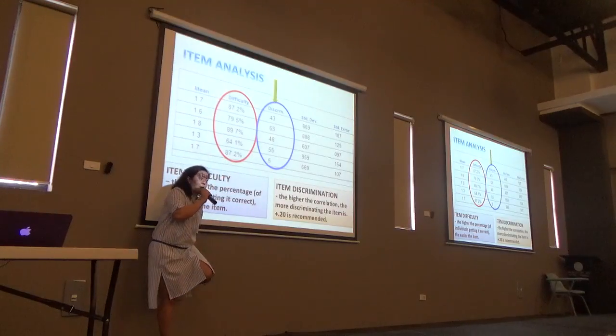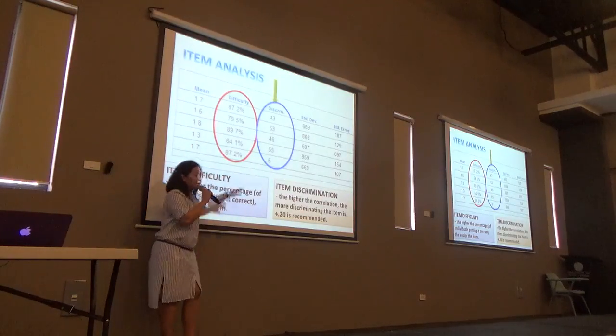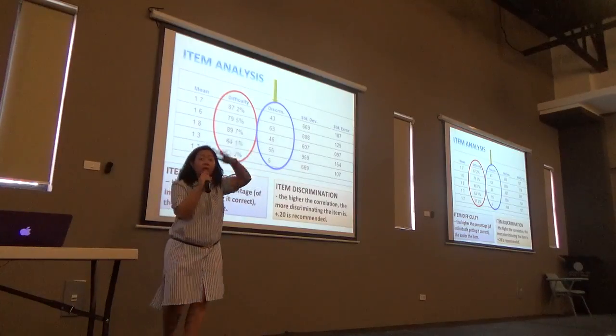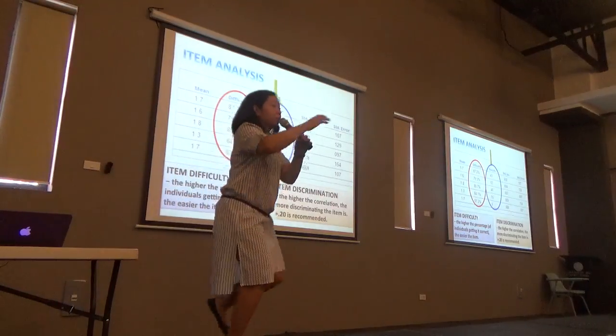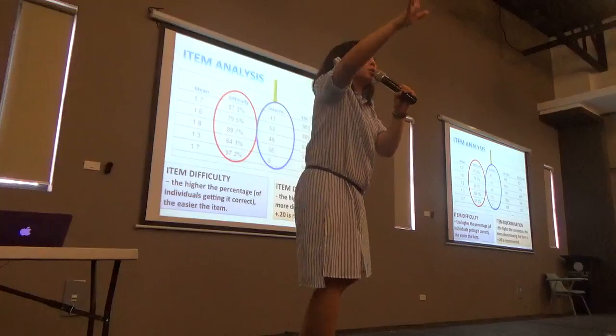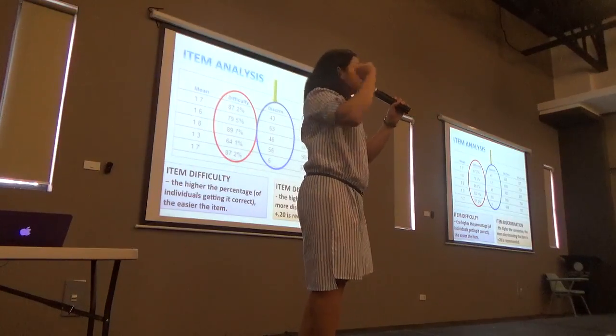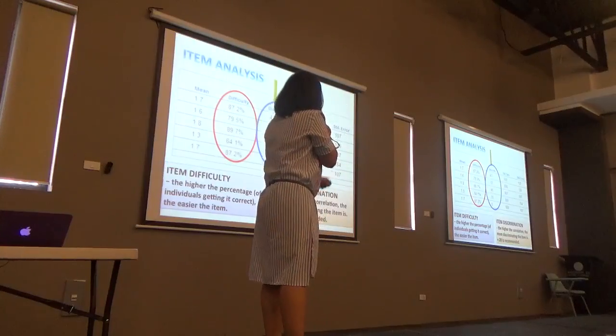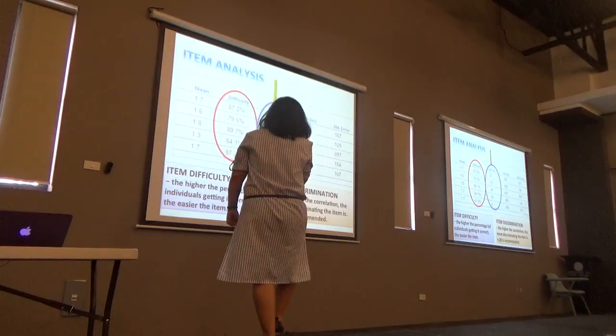Is the percentage of what? Sige, review lang. Percentage ng ano? Percentage ng scores? Percentage ng mga tao. So, ibig sabihin itong 87.2 na to, 87.2 sa inyo, tama ang sagot. Unang-una niyang tamang sagot, ibig sabihin madali yung item. Item discrimination. The higher the correlation, the more discriminating the item is.